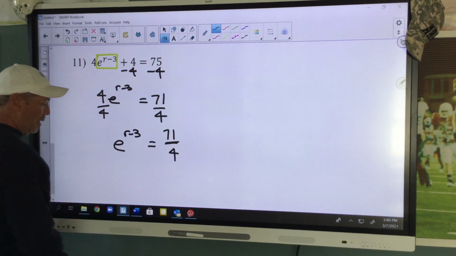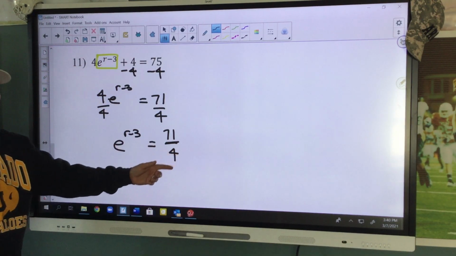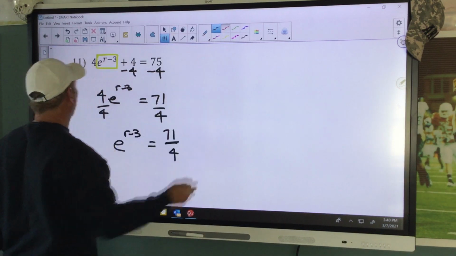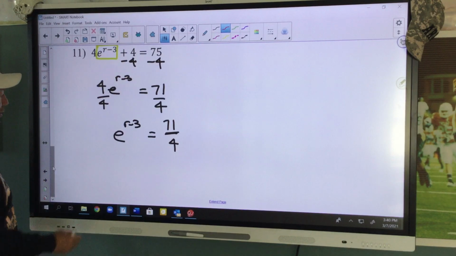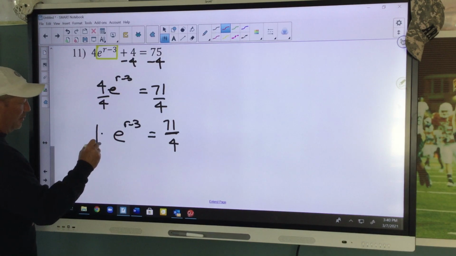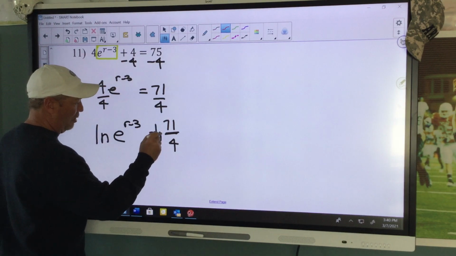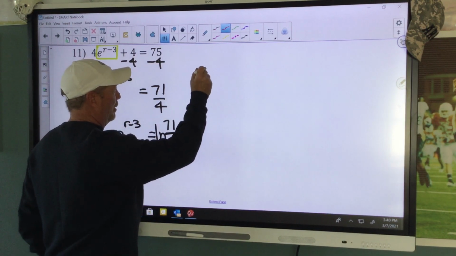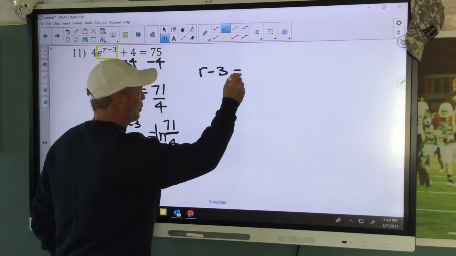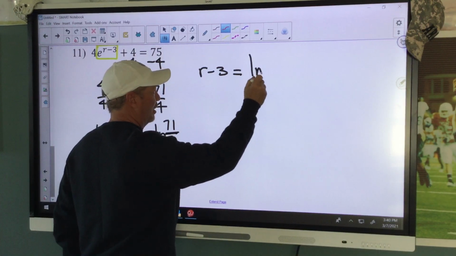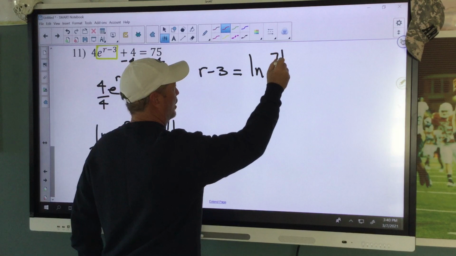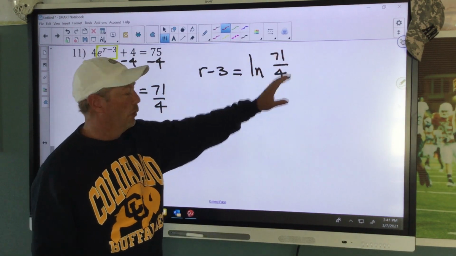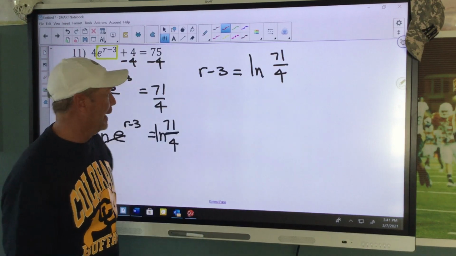All right, so we're going to put this in our calculator, okay? But before we put this in our calculator, we need to take the natural log. This will cancel. I'm looking at r minus 3 equals the natural log of 71 over 4. Once we put this in the calculator, we will just add 3 to our answer.